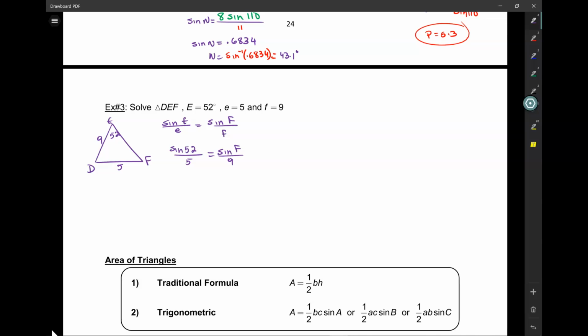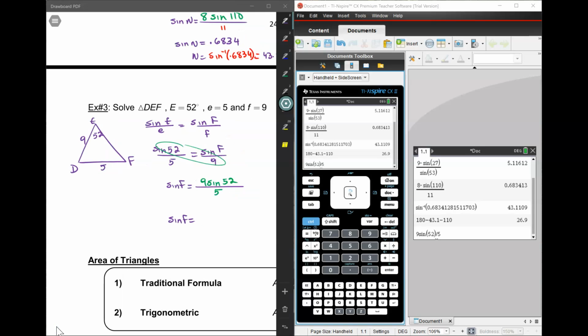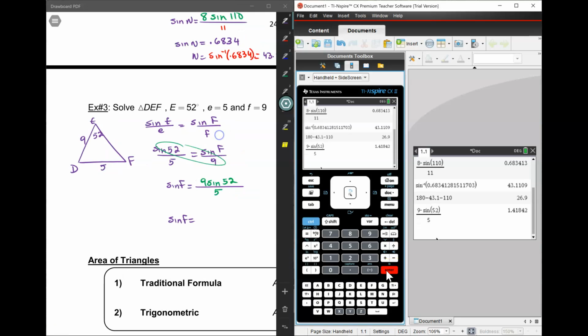Ooh, I like this one. Okay, so my unknown is sine of f. What goes on top? 9 sine 52. What goes on the bottom? 5. Okay. So sine of f, let's plug it in. What do we get? I get 1.4184. So sine of f is 1.4. Huh?